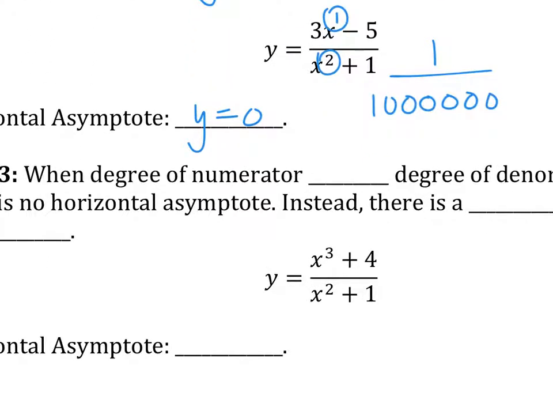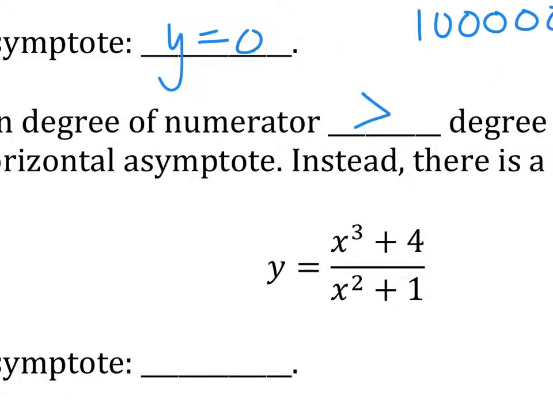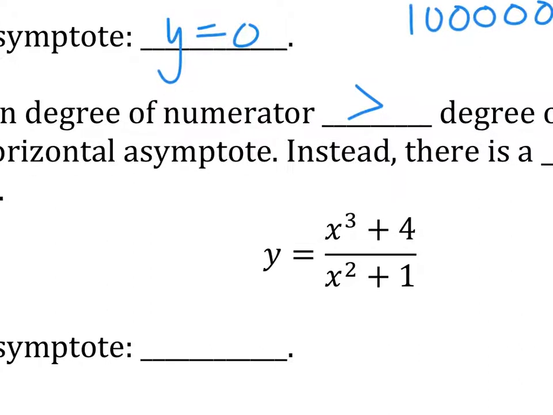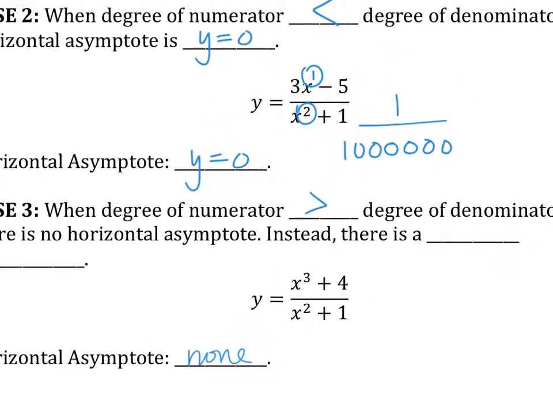Okay, last case. When the degree of the numerator is bigger than the degree of the denominator, let's look at that example here. X cubed plus 4 over x squared plus 1. What is the degree of the numerator? 3. What is the degree of the denominator? 2. So which one's bigger? Numerator. So when that happens, the top is expanding faster. There is no horizontal asymptote.